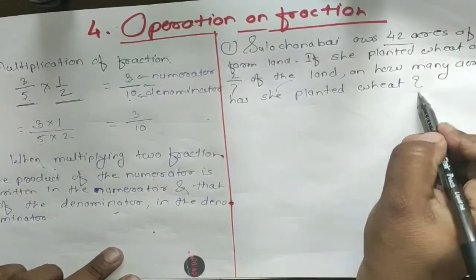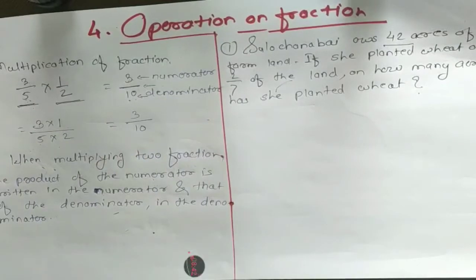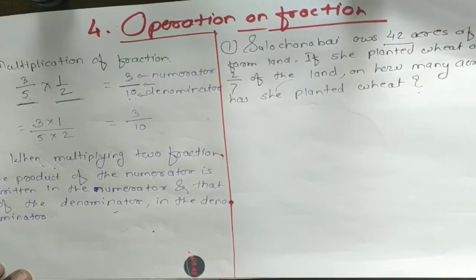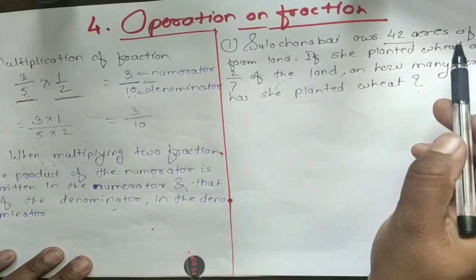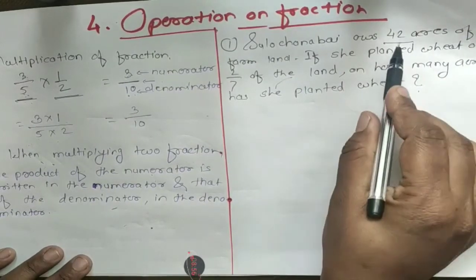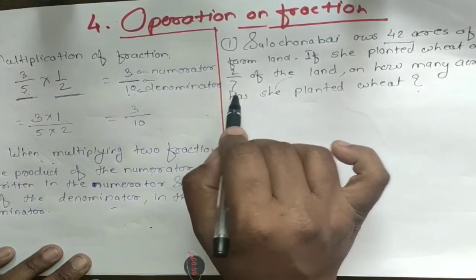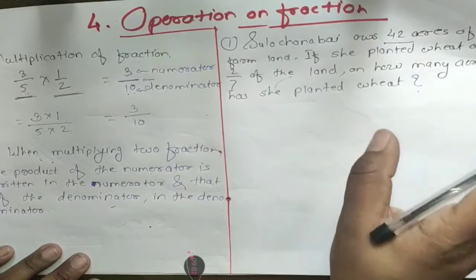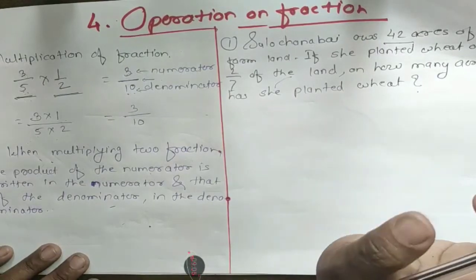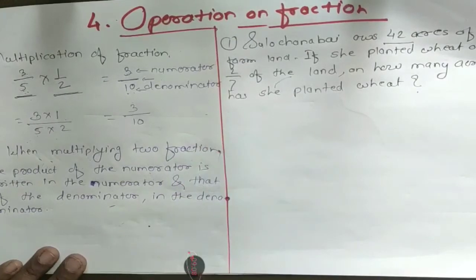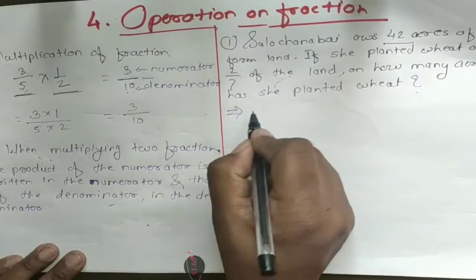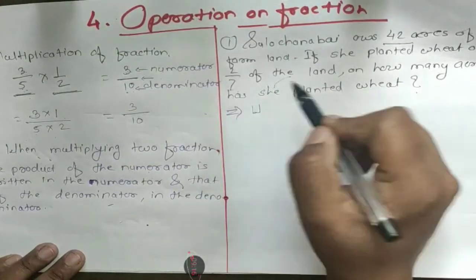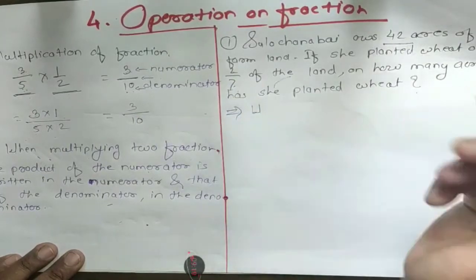It is very easy. As you know, addition and subtraction of mixed fractions is a little harder than this, but multiplication is very easy. She has 42 acres of land, and out of 42 acres she planted 2/7 part with wheat. So we have to find out 2/7 of 42 means how many acres.